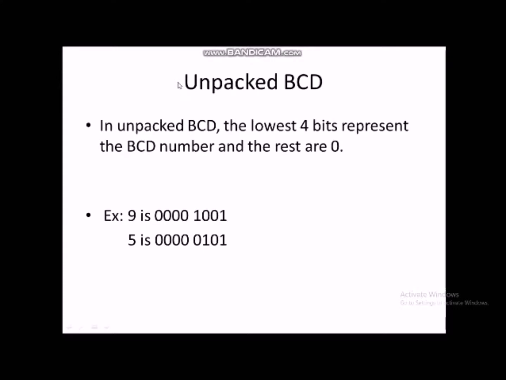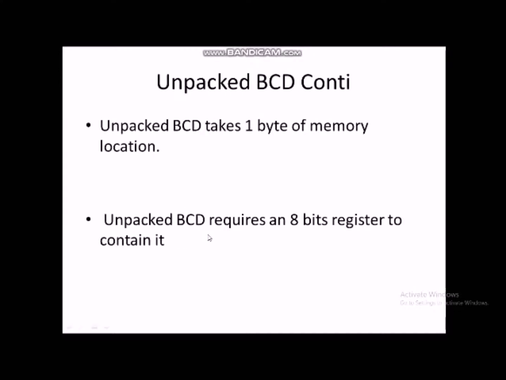So now, let's start talking about the first type of BCD, which is unpacked BCD. Now, in unpacked BCD, the lowest 4 bits represent the BCD number itself, and the rest are zeros. For example, we have 9. Since 9 is the main digit itself, it is represented as 1001 in binary, and then the other nibble is filled with zeros, and the same goes for 5. Now, unpacked BCDs take 1 byte of memory location.